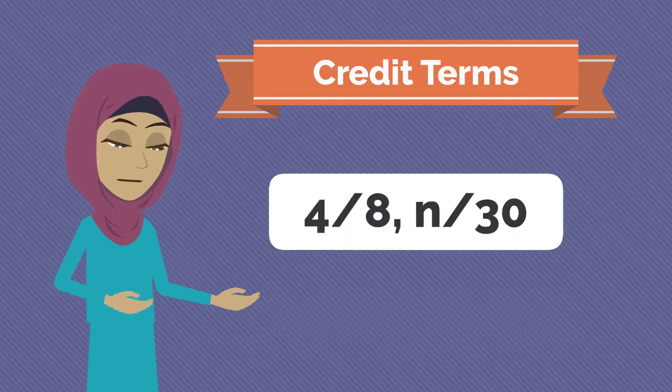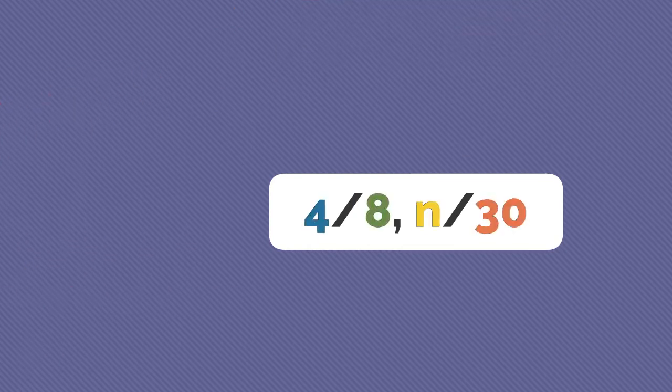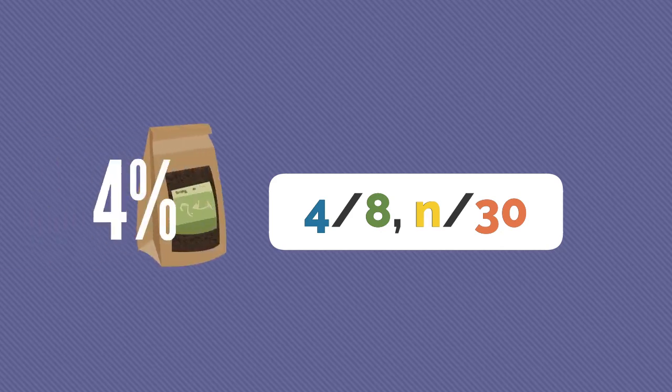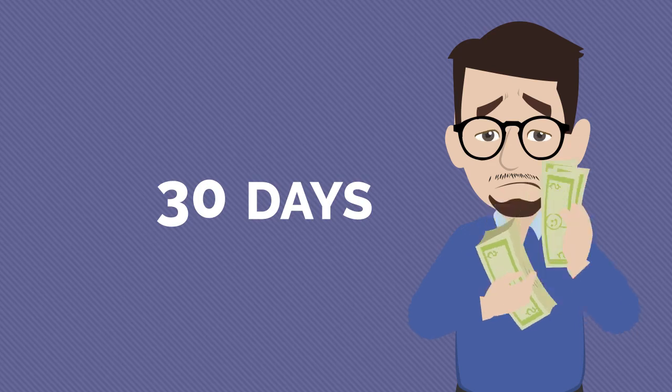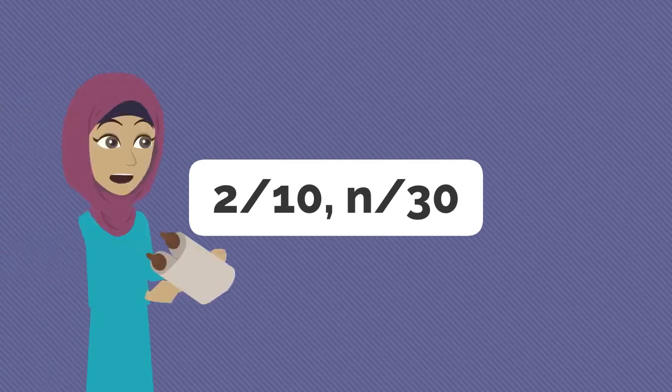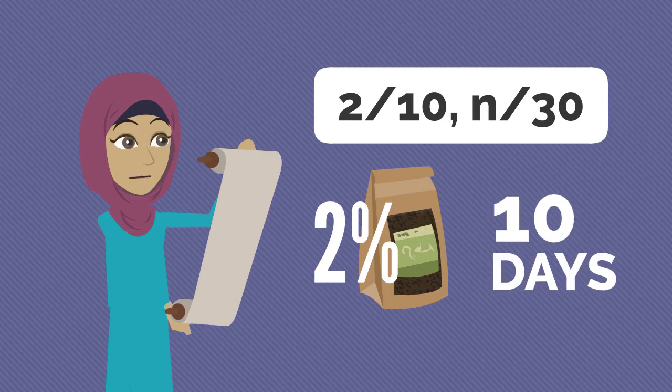Going back to the example, Tom's supplier is offering him a 4/8 net 30 discount, which means he will receive a 4% discount on this month's order of coffee beans if he pays the amount within 8 days. Otherwise, he will be required to pay the full undiscounted price within 30 days. A typical credit term is 2/10 net 30, meaning that there is a 2% discount if the amount is paid within 10 days. Otherwise, the buyer will have to pay the full amount within 30 days of the original invoice date.